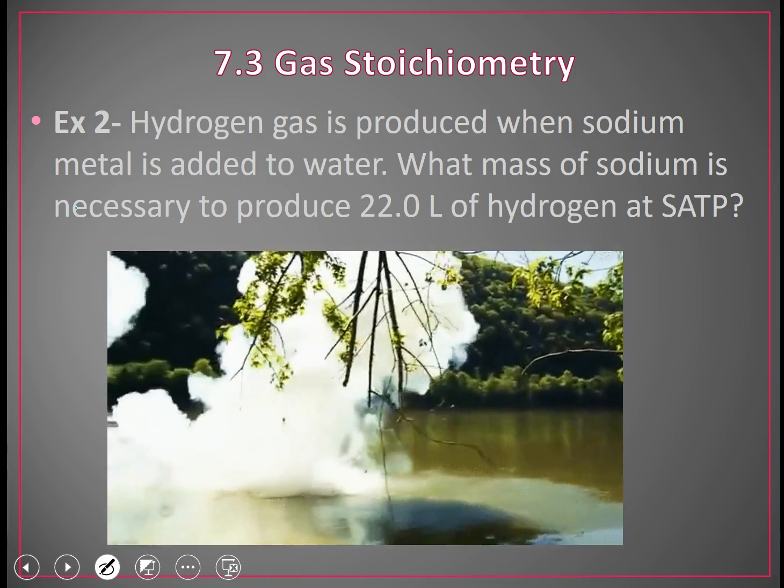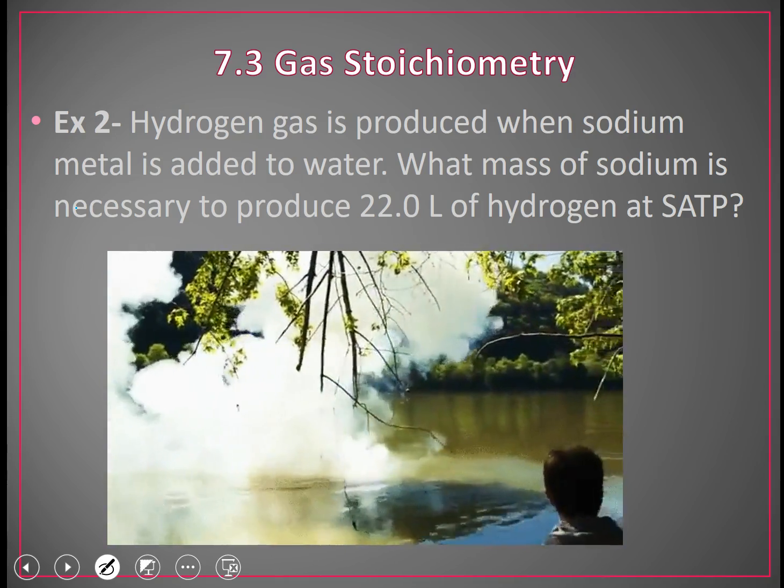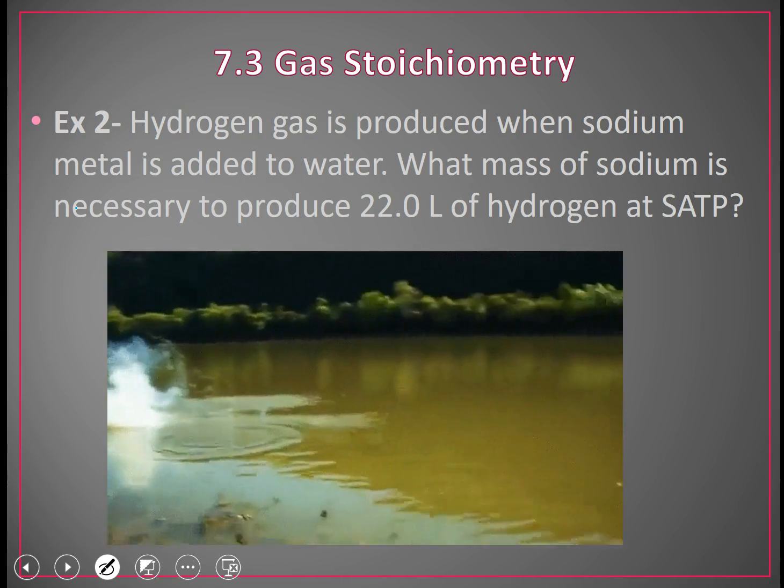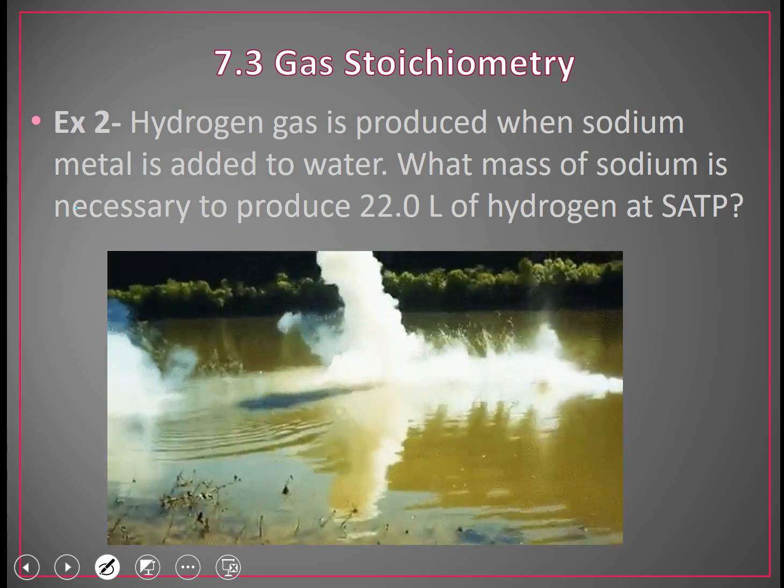Alright, anyways. So, hydrogen gas is produced when sodium metal is added to water. What mass of sodium is necessary to produce 22 liters of hydrogen at SATP?